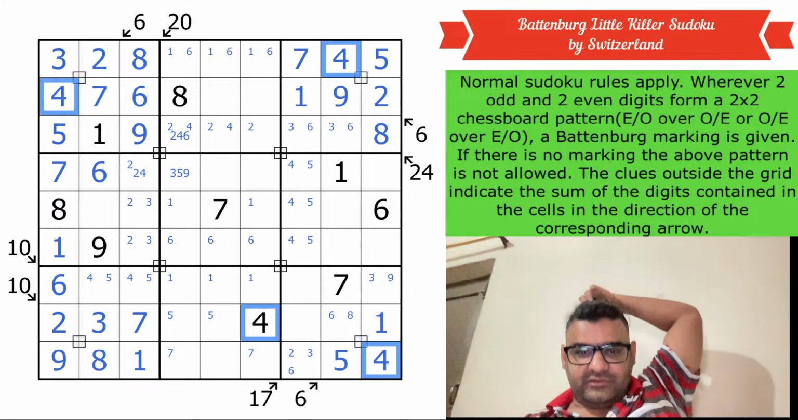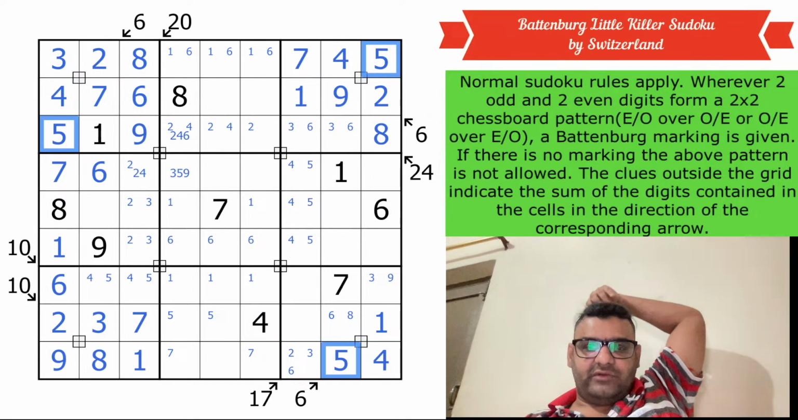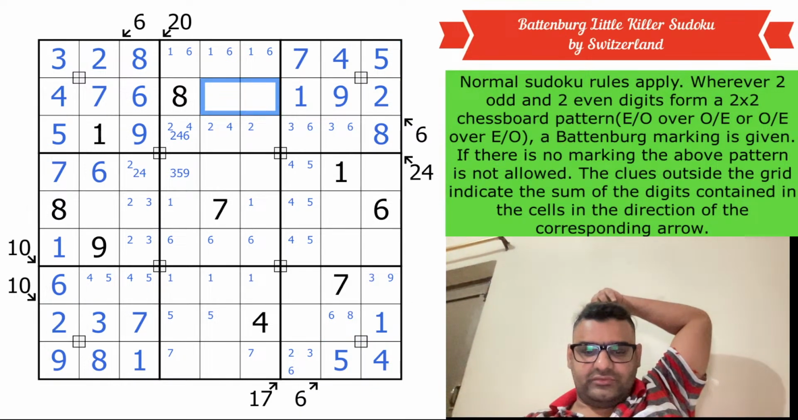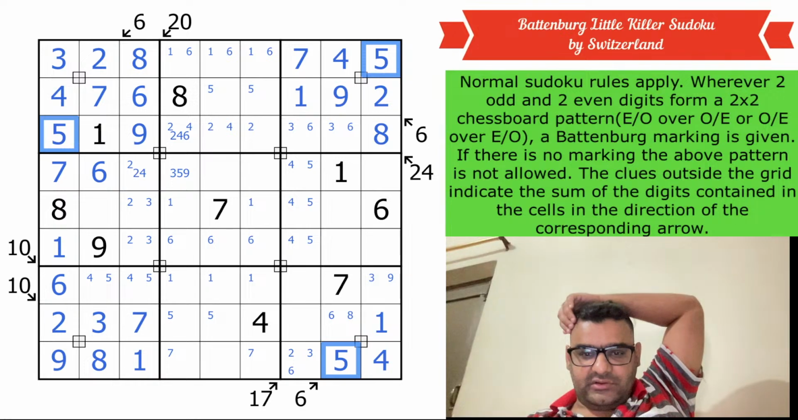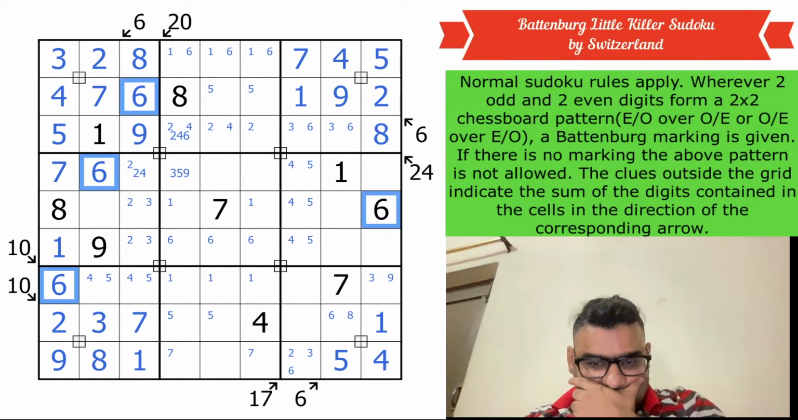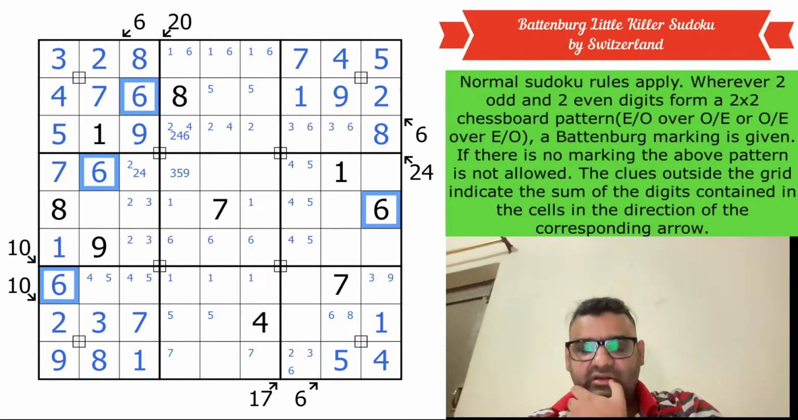What about five? Okay, we know five cannot be here. Five cannot be here. So five must be in these two. These two must have a five. If we go again, five is here, five is here, and here, and five is here. In between, we do not know yet. What about six? Six cannot be here. But six can be in any of these two.